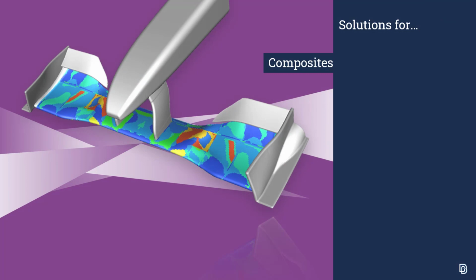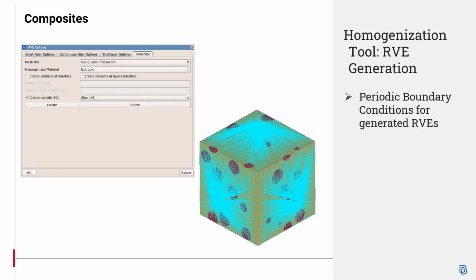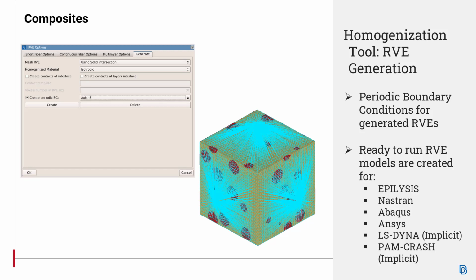In the composites field, with regards to the RVE generation in the homogenization tool, appropriate boundary conditions to apply periodic loading of the RVE are now generated, and a ready-to-run model is created for Epilysis, Nastran, Abaqus, ANSYS, LS-DYNA implicit and PAM-CRASH implicit.